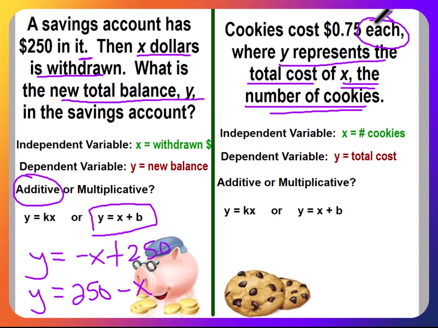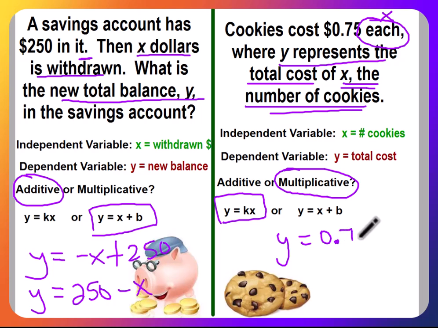And we already said each means to multiply, so it's going to be a multiplicative relationship, which means we're going to use the y equals kx equation format. So let's write it. Y equals y. The k is the coefficient. It's what we're multiplying x by, and we're multiplying it by 75 cents, or 75 hundredths. X. So there's your equation. Not too bad, is it?